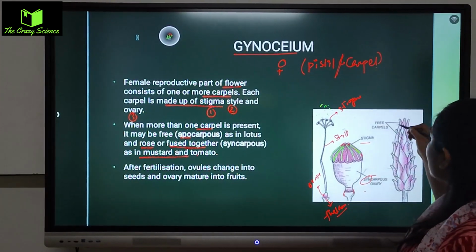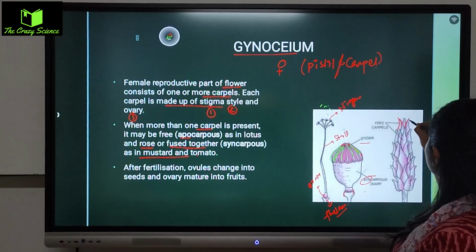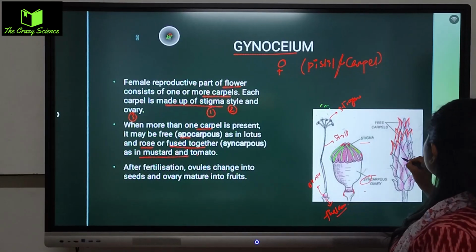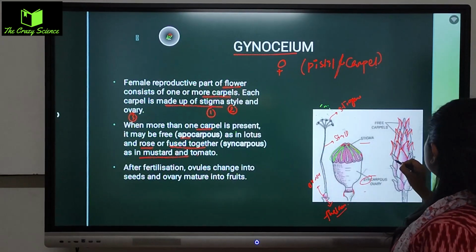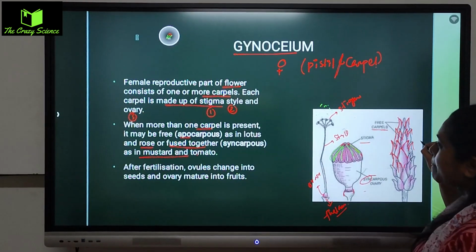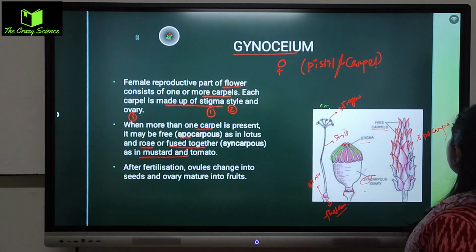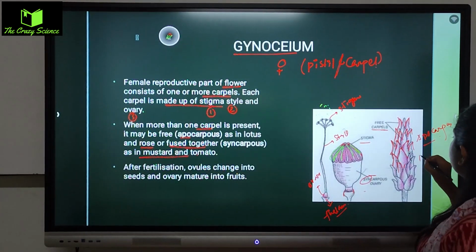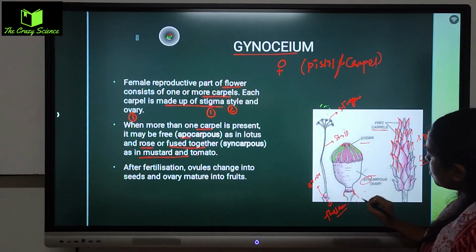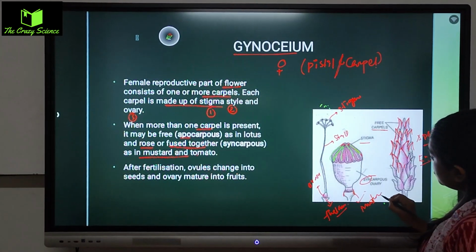If the carpels are not together, they are free from each other. As you can see, there is one carpel, another carpel, another carpel, another carpel. Stigmas are not together, not attached. They are separated from each other, and this kind of structure is called free carpels, or apocarpous. Apocarpous examples are shown in lotus. And this kind of structure is shown in mustard or tomato.